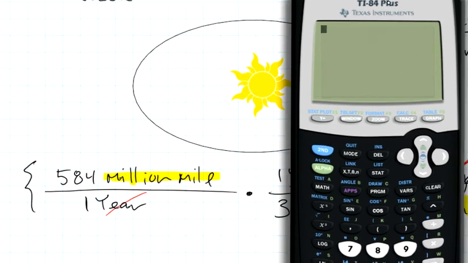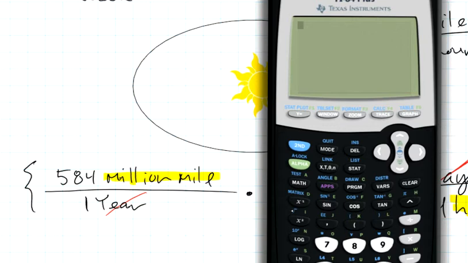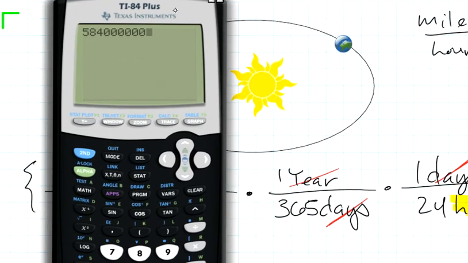So I'm going to take the 584, and if I want, I can go ahead and write that as millions. So 584 million, so that's 584,000, and then 584 million. And I'm going to divide it by 365, and I'm going to take that result. By the way, that number right there is the number of miles per day. So you can see it's 1.6 million miles per day.